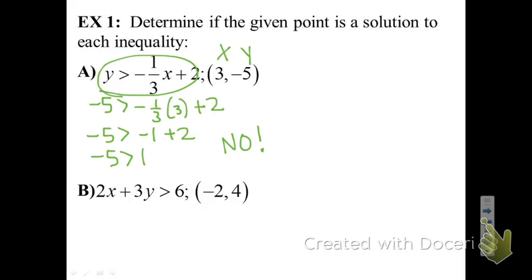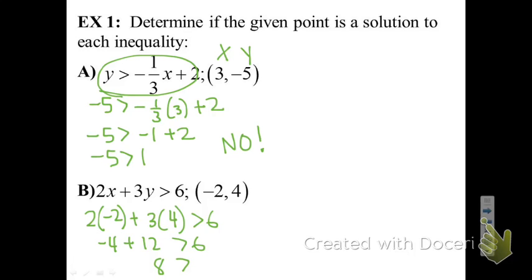Okay, so again, we're going to take this equation, replace the x and the y. Here we replace the x with -2, the y with 4, and then solve this. 2 times -2 is -4, plus 3 times 4 is 12, and then we get 8 is greater than 6. And this is true, so that means that this point is a solution to that equation.